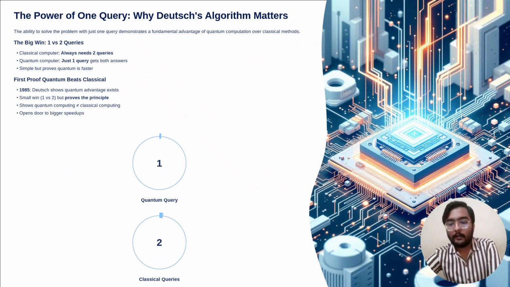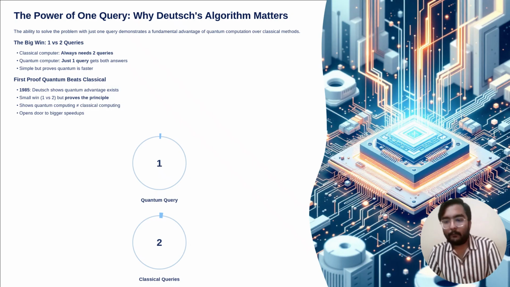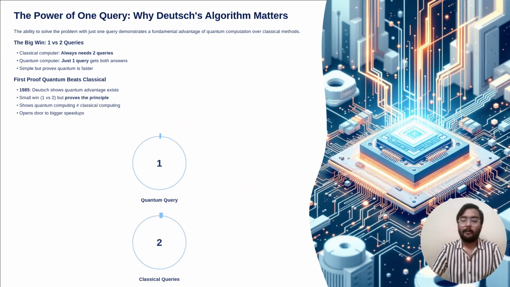Now I want to explain the real message of Deutsch's algorithm. The power of one query. Why Deutsch's algorithm matters. Why this small problem actually matters. In Deutsch's problem, a classical computer must query the function twice. It needs f of 0 and f of 1 to decide if the function is constant or balanced. There is no classical trick that can avoid these two queries.